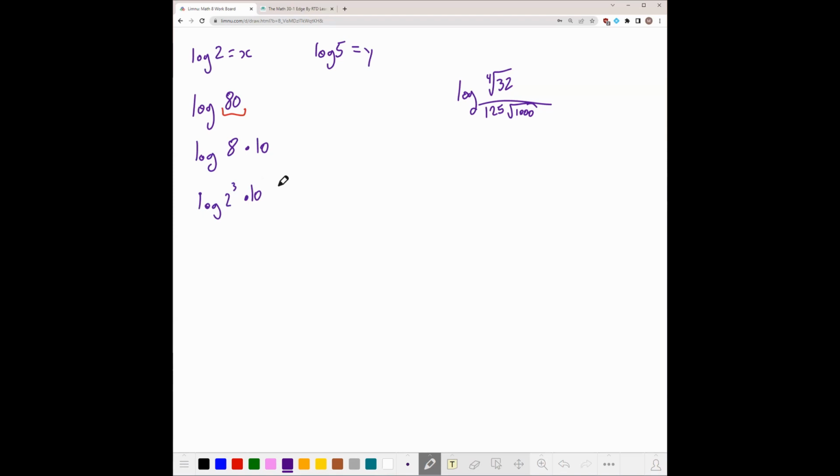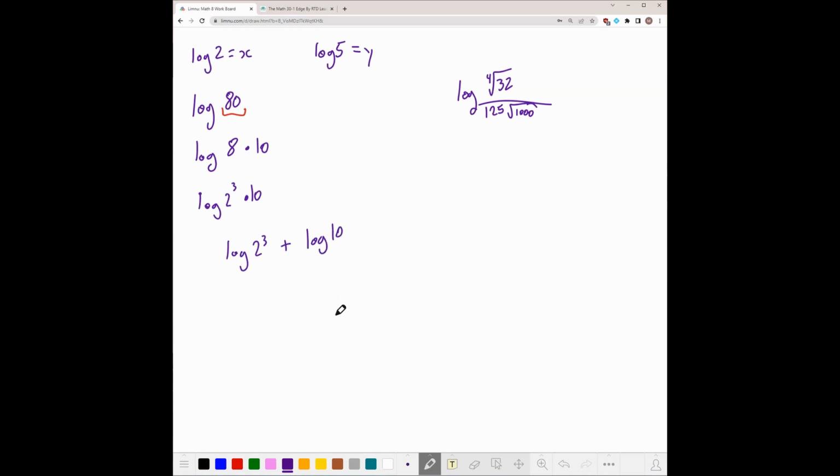Now here's the next idea. Well, great, I haven't changed anything, but I have a product in a logarithm. If my argument is a product, I can instead break that argument into separate logarithms. So I can say this instead as this: log 2 cubed plus log 10. And that's pretty spicy. So in fact, I quite like doing that.